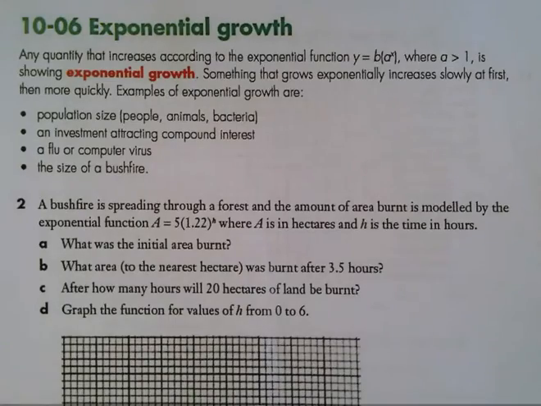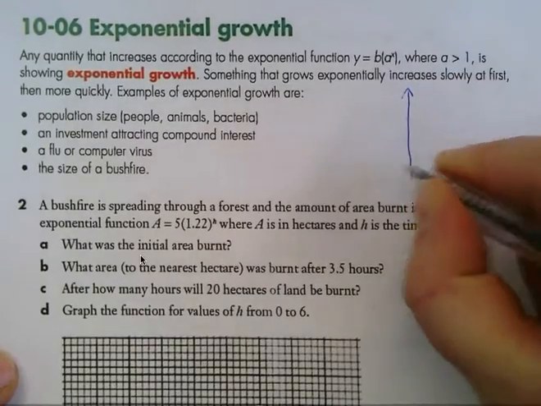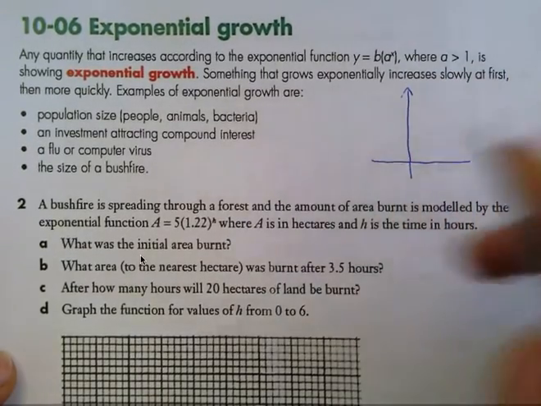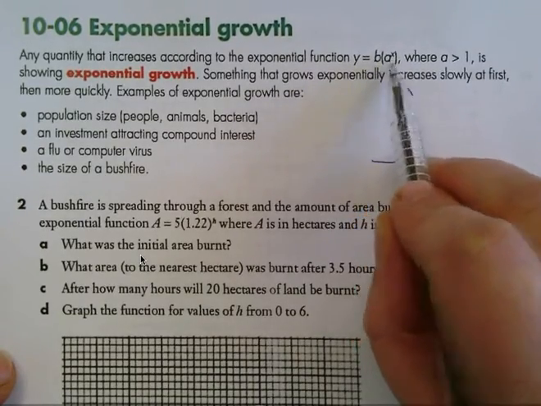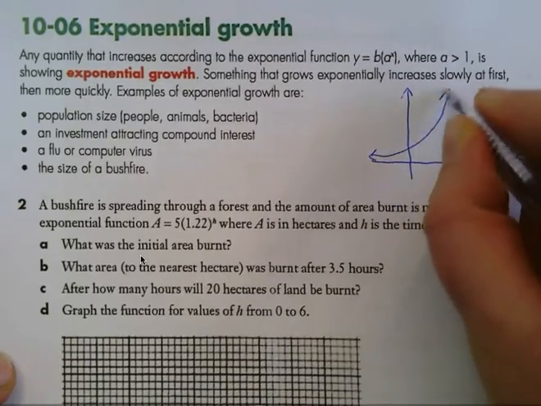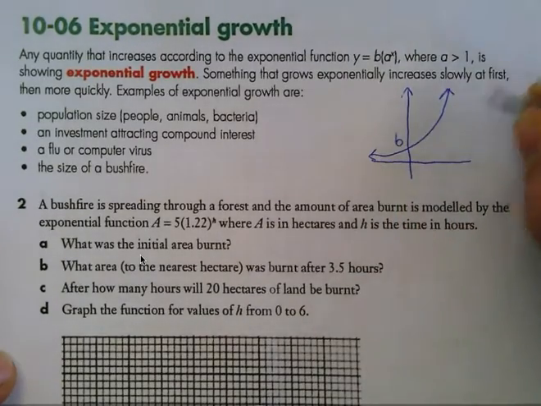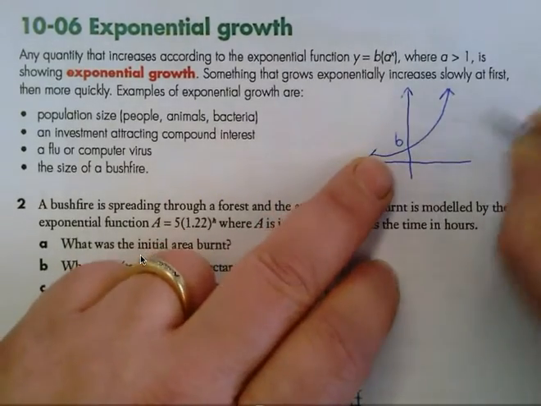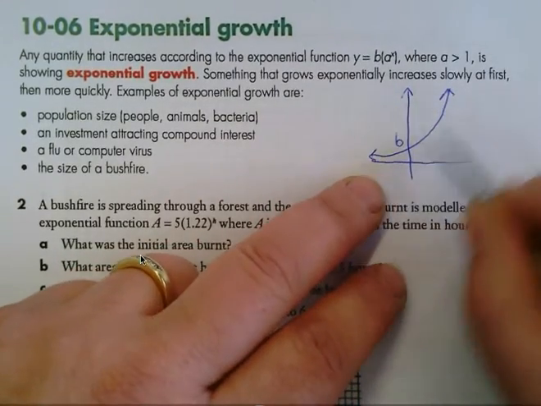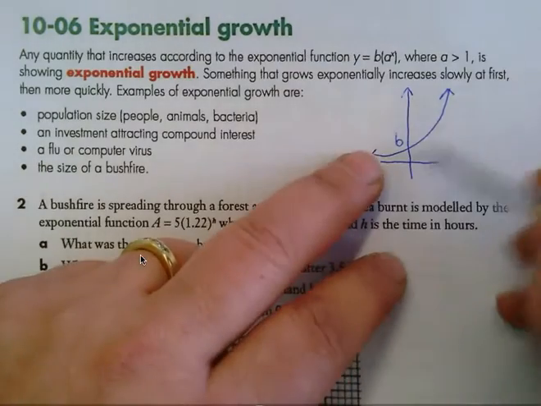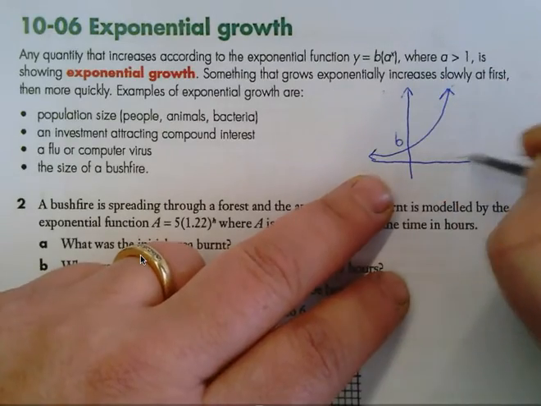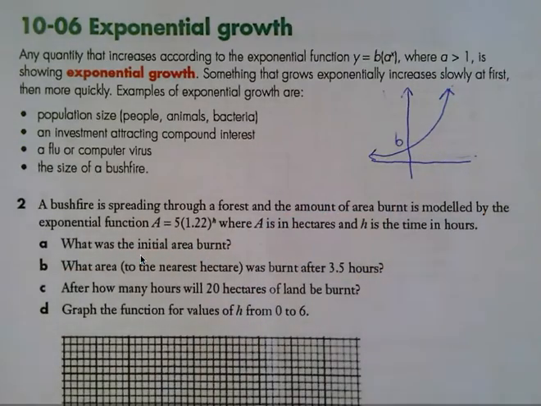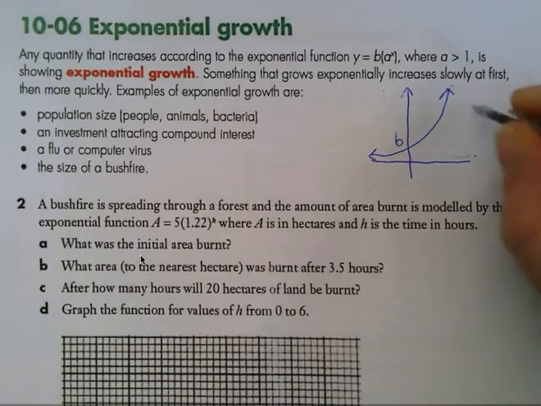Exercise 1006, exponential growth. Remember we looked at exponential functions yesterday. Any quantity that increases according to the exponential function y equals b times a to the power of x, where a is greater than 1. If a is greater than 1, your exponential function goes like that, it increases, whereas if a is less than 1, it goes down. So we're looking at exponential growth in this lesson, where a is greater than 1.